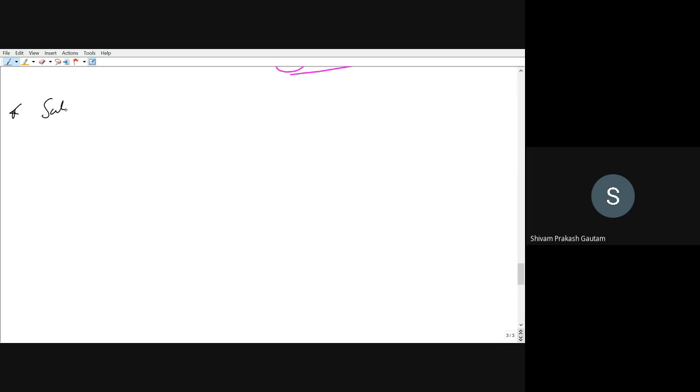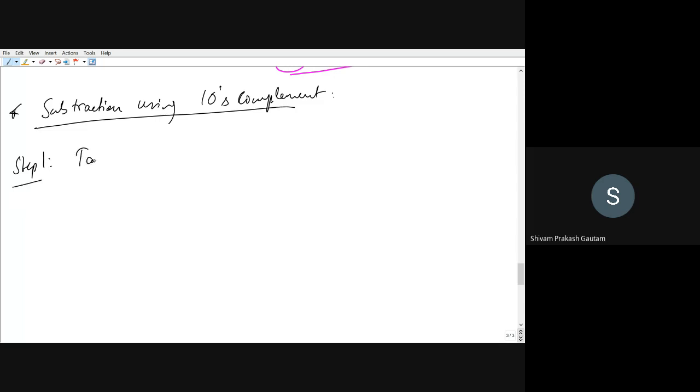So we will see now subtraction using 10's complement. We have seen 9's complement. Now we will see 10's complement. So step 1, take 10's complement of subtrahend, that means the number which has to be subtracted, and add it to the minuend.